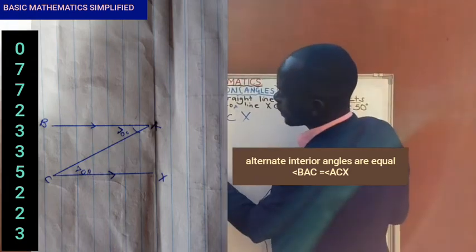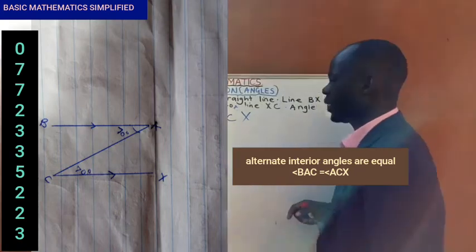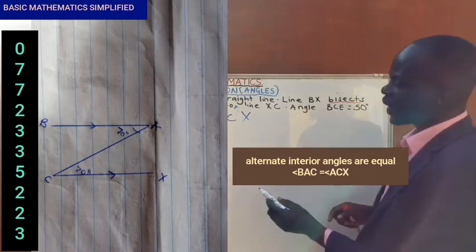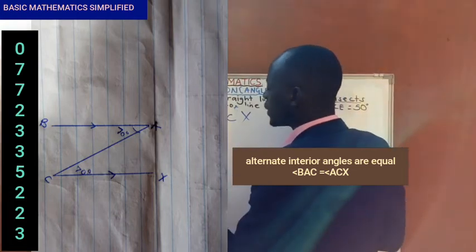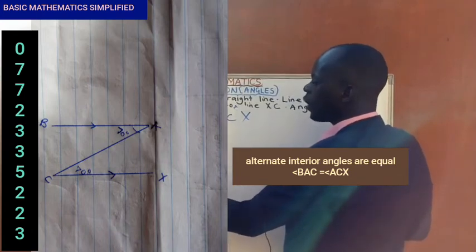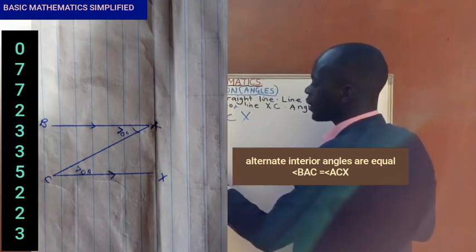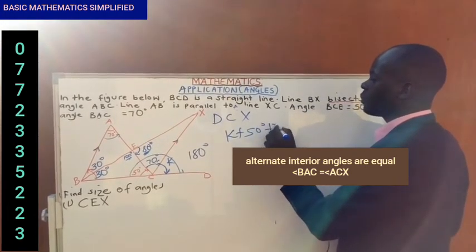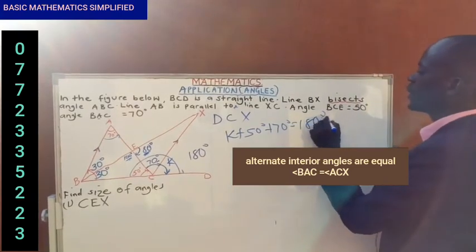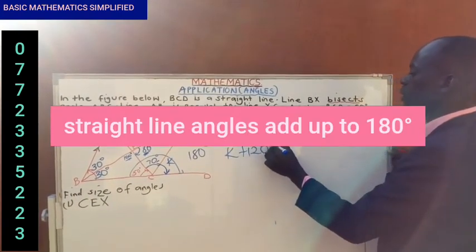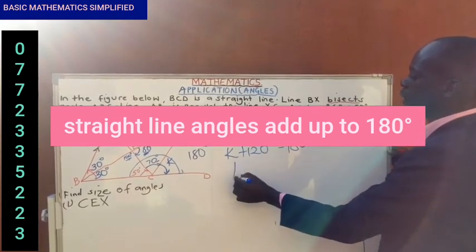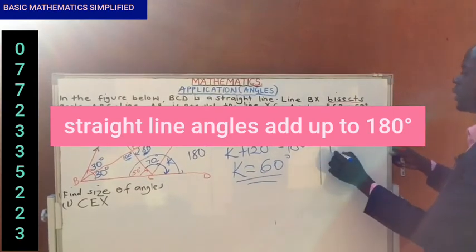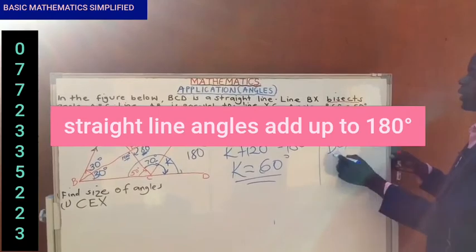Remember, these lines are parallel. So this angle plus the other one equals 180. Now the whole of this one from here to here is 180 degrees. If this one is k, we shall have k plus 50 degrees plus 70 degrees equals 180 degrees. So this is k plus 120 degrees equals 180 degrees. When you subtract, our k will be 60 degrees, and that k is this x, which is 60 degrees.